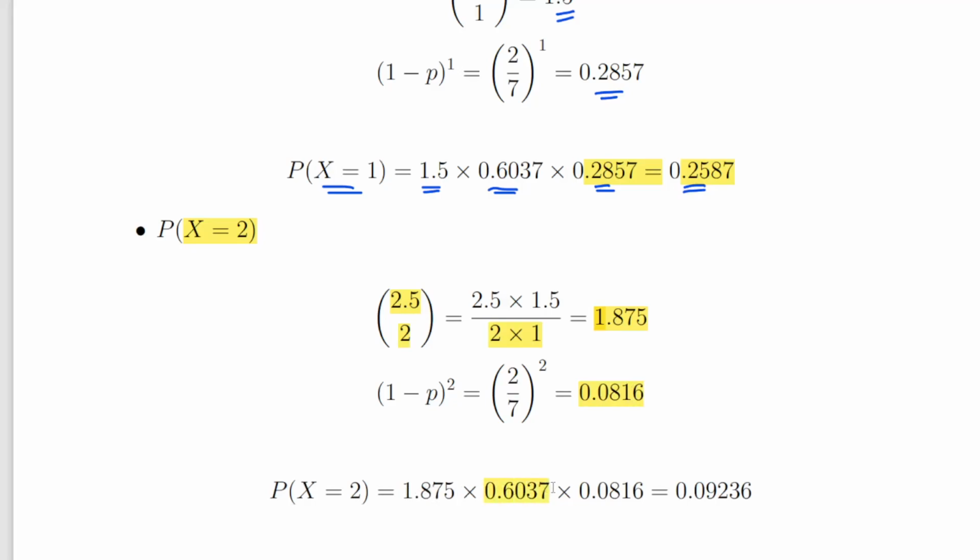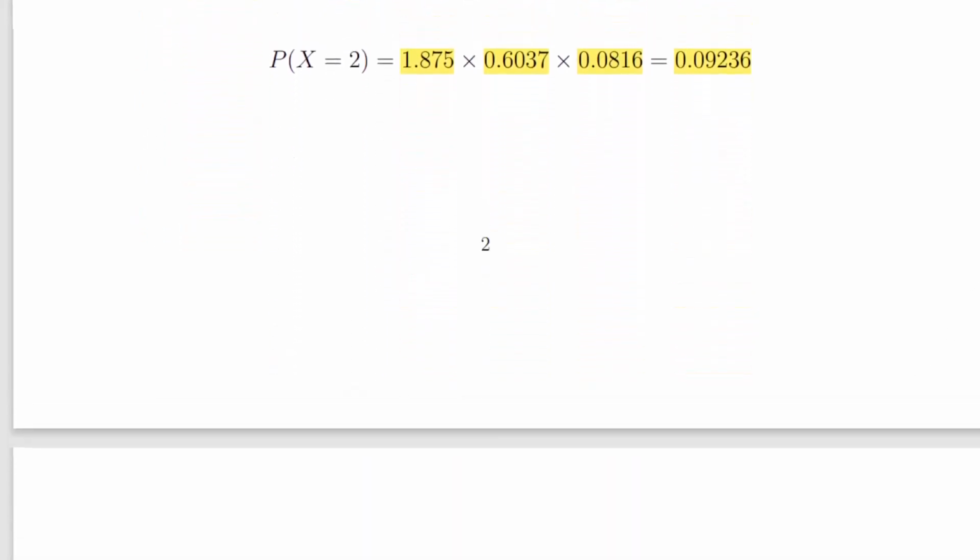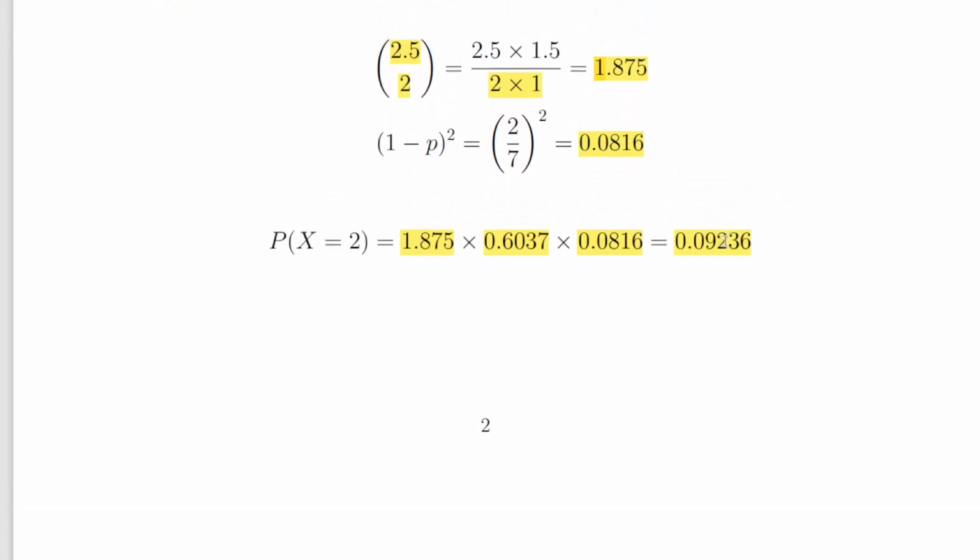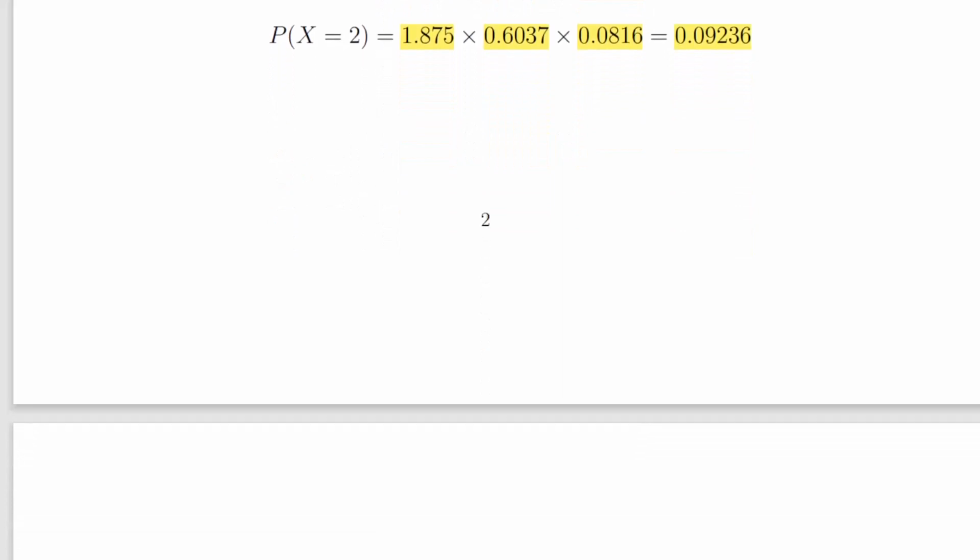So piece them all together. Again, we have 0.6037, p to the power of r. Up above, we have 1.875. And here we have 0.0816. Put that all together, and we get 0.09236. I'm going a bit excessive with the number of decimal places, just so you can check how close you get.